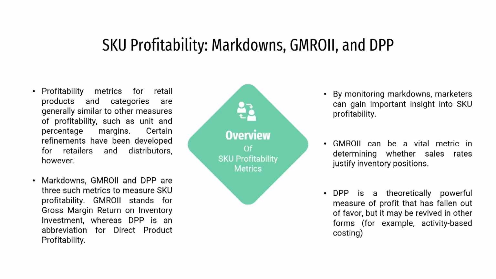Profitability metrics for retail products and categories are generally similar to other measures of profitability, such as unit and percentage margin that we have already discussed during our previous weeks. Certain refinements have been developed for the retailers and the distributors. So let's talk about these three metrics: Markdowns, GMROI, then DPP. I have already given the full form of these two abbreviations, GMROI and DPP. So let's try to find out the genesis of these metrics.